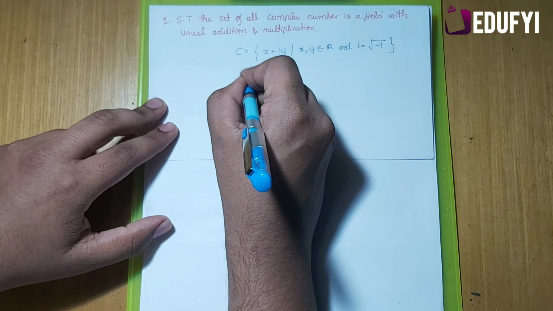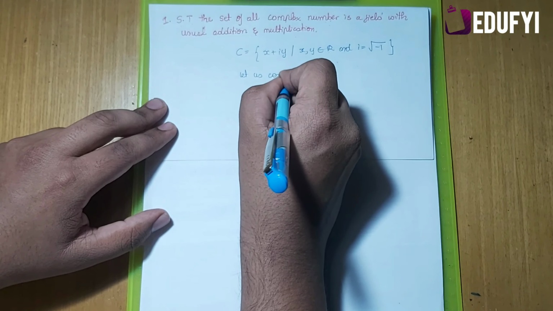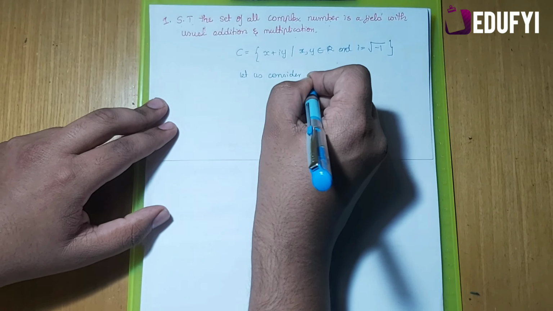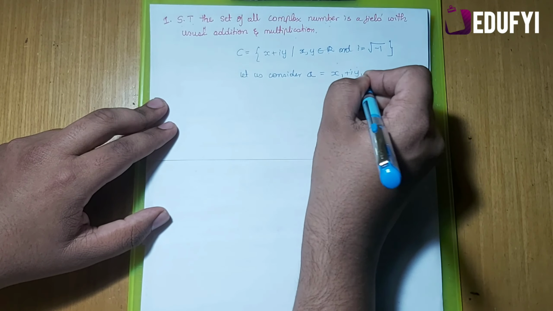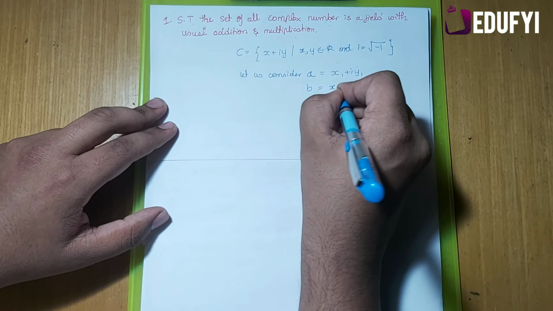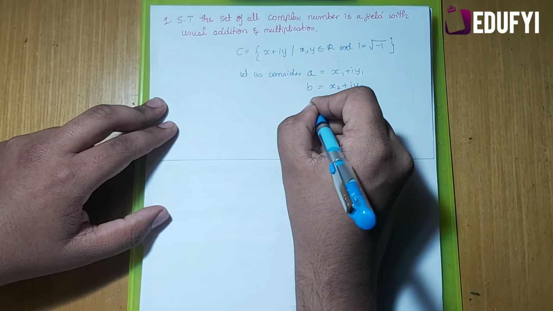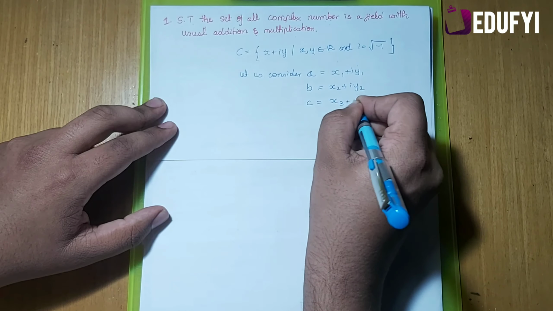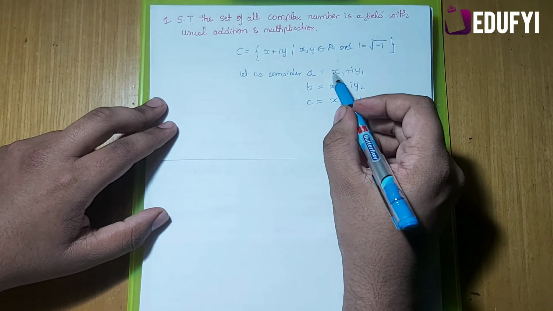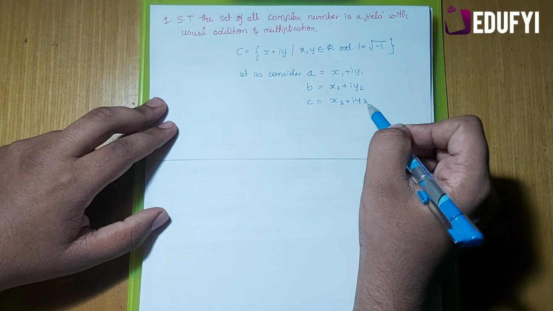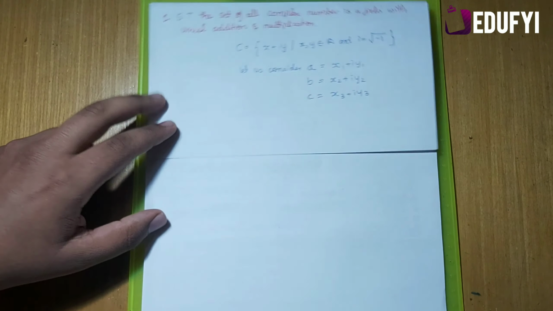Now let us consider a equals x1 plus i y1, b equals x2 plus i y2, and c equals x3 plus i y3, for all a, b, c belonging to C, where x1, y1, x2, y2, x3, y3 belong to real numbers.